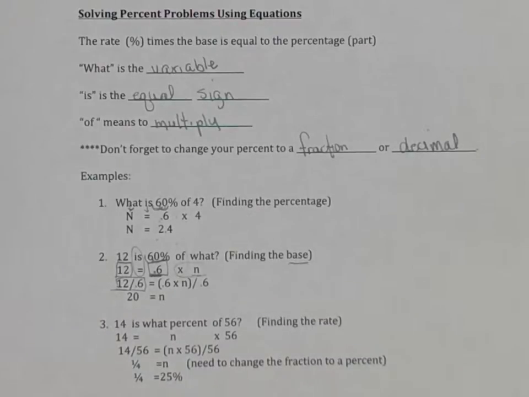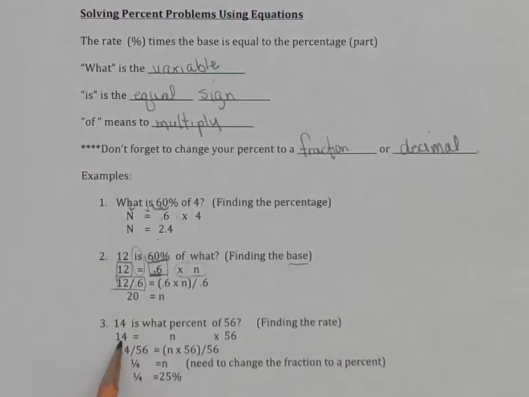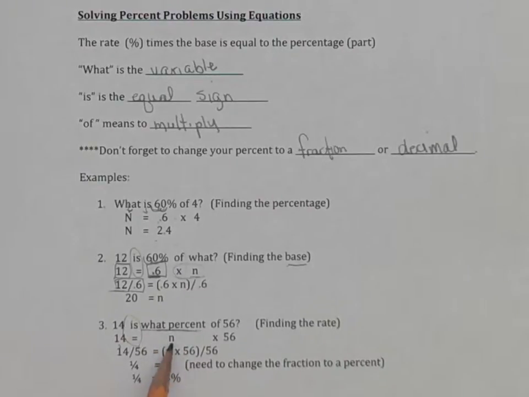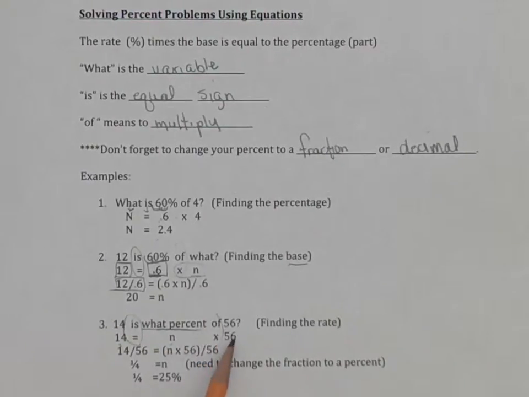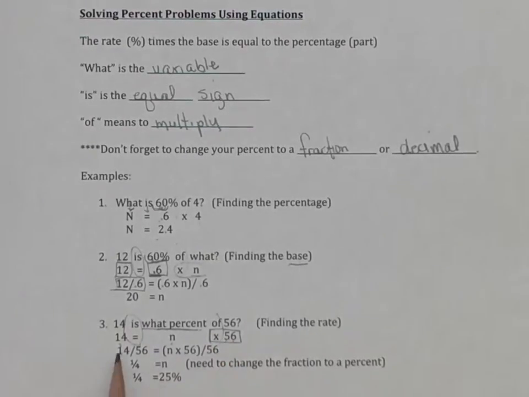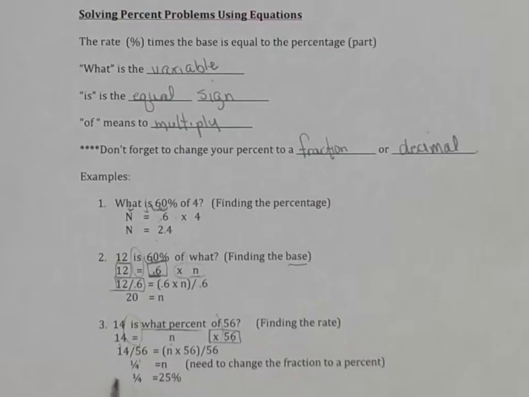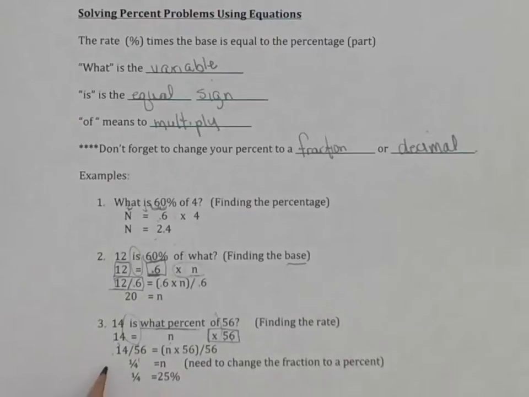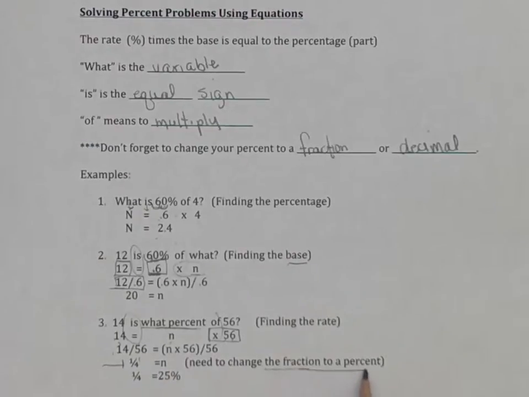Next one is where we're finding the percent or the rate. So 14 is my equal. What percent? We don't know the percent this time, so that's going to be our n. Of is multiplication and 56. And again, what we have to do is get rid of this number here. In order to do that, we're going to divide 14 by 56. 14 divided by 56 simplifies down to 1/4. You could always take 14 divided by 56 and multiply it times 100, but we know that we have to change this back. If we want to know what percent, we need to change the fraction to a percent.